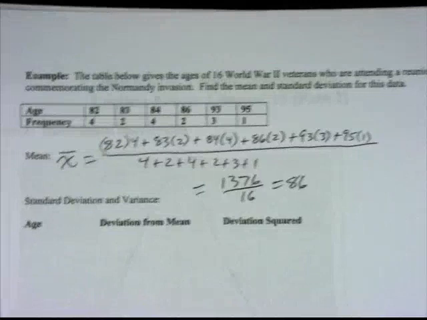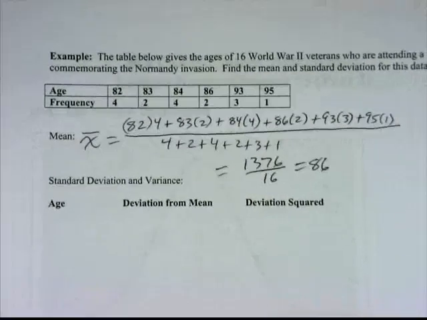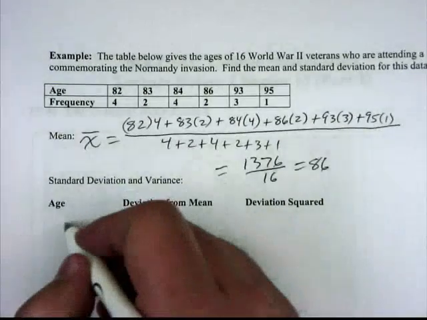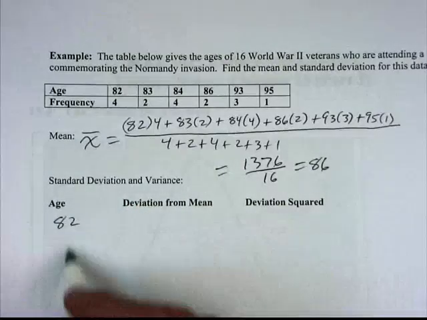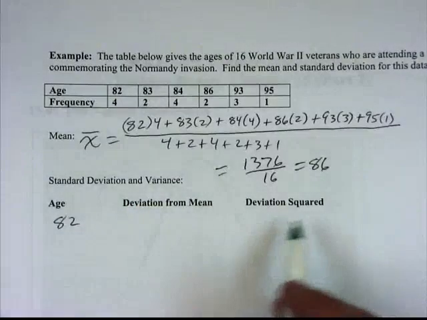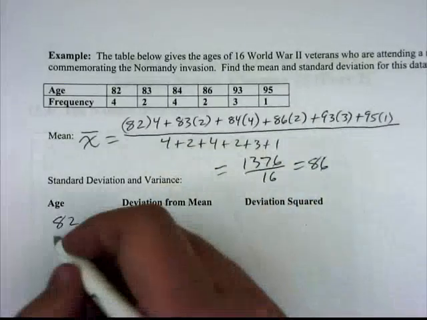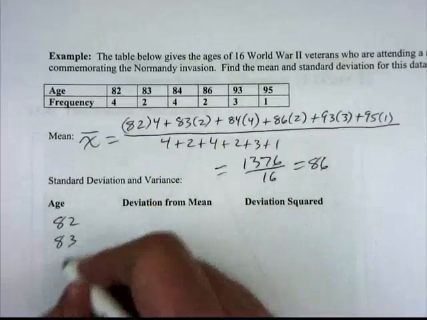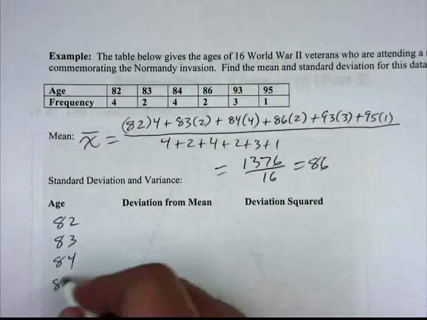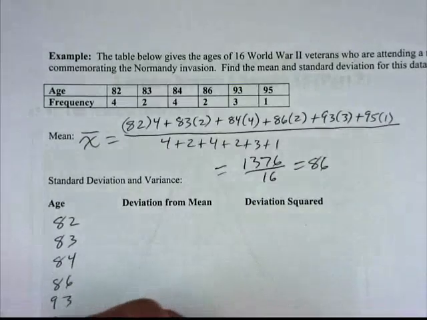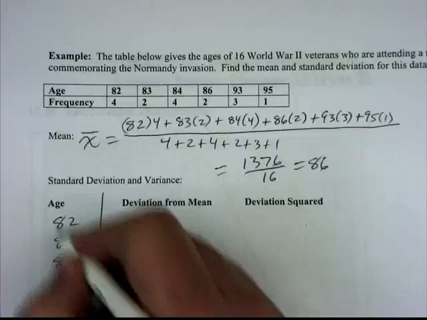Now what we can do is we can come down here and we can list our ages, so we have 82, and we could list that 4 times, or we could know that we're going to have to take care of the 4 over here, just like we did up here. So we have 82, we have 83, we have 84, 86, 93, and 95. Those are our ages.